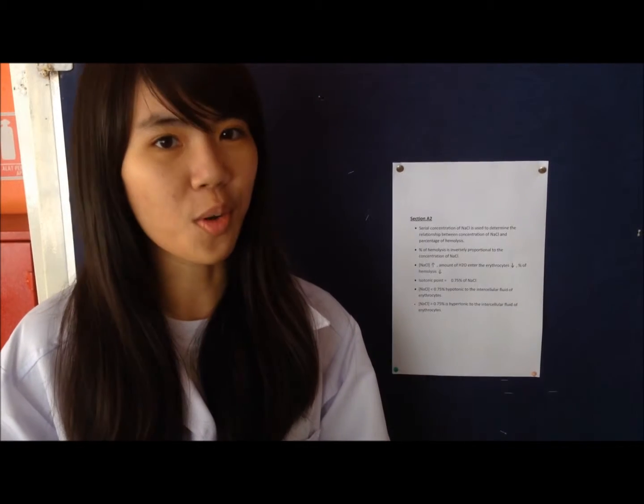At the isotonic point, there is no net movement of water in or out of the cell. Therefore, the cell remains in its original shape and the hemoglobin stays in the cell. When the concentration of sodium chloride is less than 0.75%, it is hypotonic to the intracellular fluid of the erythrocyte. Hence, it will swell and some even lyse, causing the hemoglobin to diffuse out from the pores of the erythrocyte, and hence the test tube turns red.